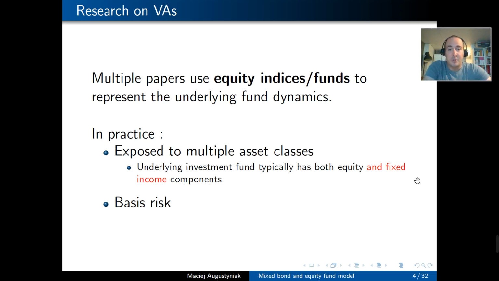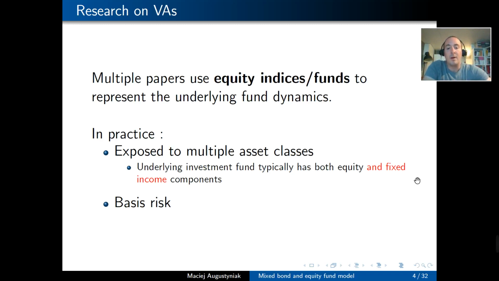So in the literature, multiple papers use standalone equity indices or funds to represent the dynamics of the underlying asset of the policy. Whereas in practice, the underlying asset is typically exposed to multiple asset classes. So, for instance, it is often exposed to both equity and fixed income in practice.